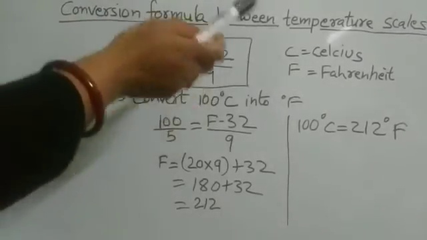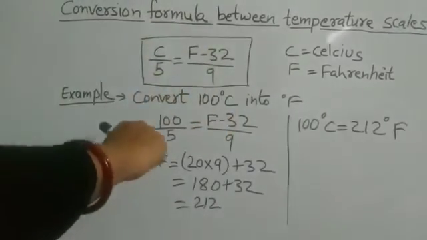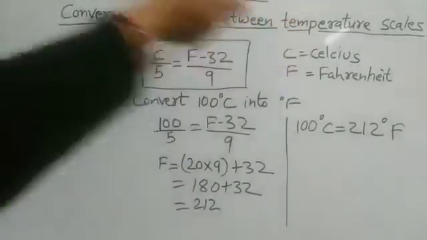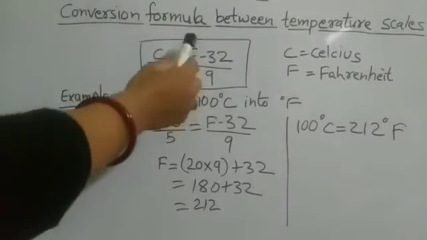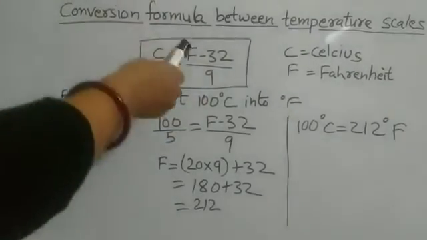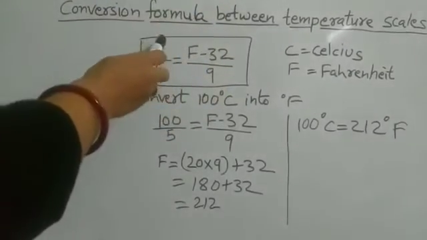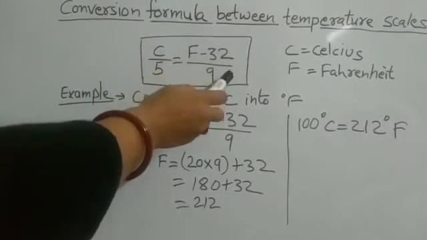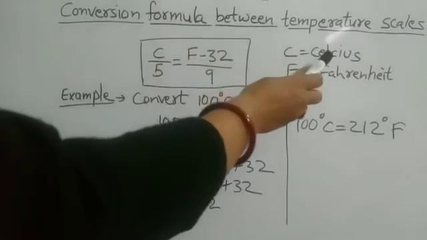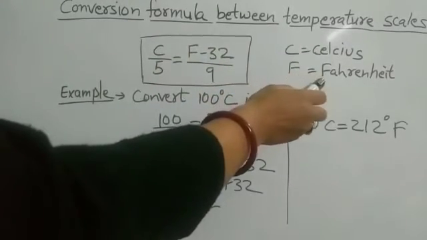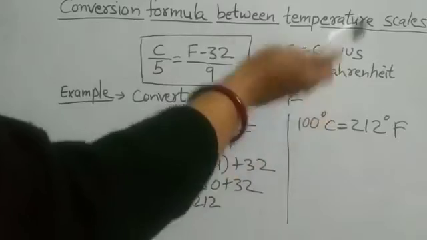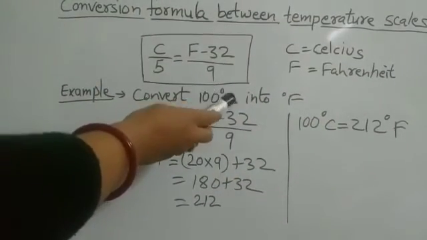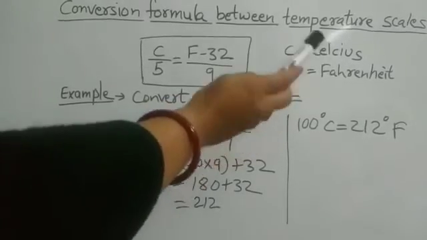We can easily convert temperature of one scale to the other by using the conversion formula between temperature scales. This is the conversion formula: C/5 = (F - 32)/9, where C stands for Celsius and F stands for Fahrenheit. Okay. Now for example, we have to convert 100 degrees Celsius into degree Fahrenheit.